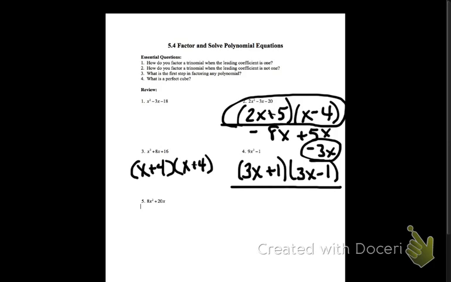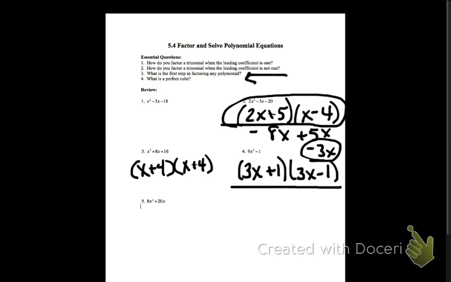number 5. I look at that and I think, what the heck? That's not a pattern. It's a binomial, but what I do notice is that there is a common monomial factor that I can pull out, and that is always my first step in factoring, which is your answer there to essential question number 3. Always look to see what can I factor out first. It didn't help us with 1, 2, 3, or 4 because there was no common monomial factor.